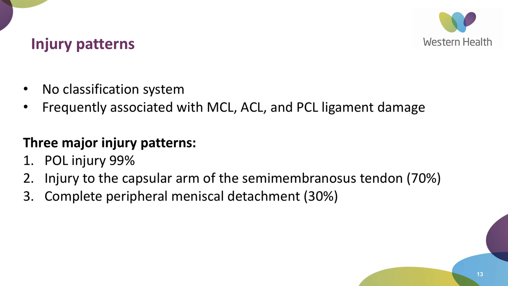So looking at the injury patterns for the posteromedial corner, there's no classification system available, and frequently this structure is injured with other ligaments in the knee. So it's usually a multi-ligament injury. There was a retrospective cohort study in 2004, where authors reviewed the charts of 93 patients with operatively treated, isolated and combined medial-sided knee injuries, and they described the associated injury patterns. 99% had the posterior oblique ligament injured. About two-thirds to three-quarters had injury to the capsular arm of the semimembranosus tendon, and in one-third of these patients, there was complete peripheral meniscal detachment. And that's the paper there.